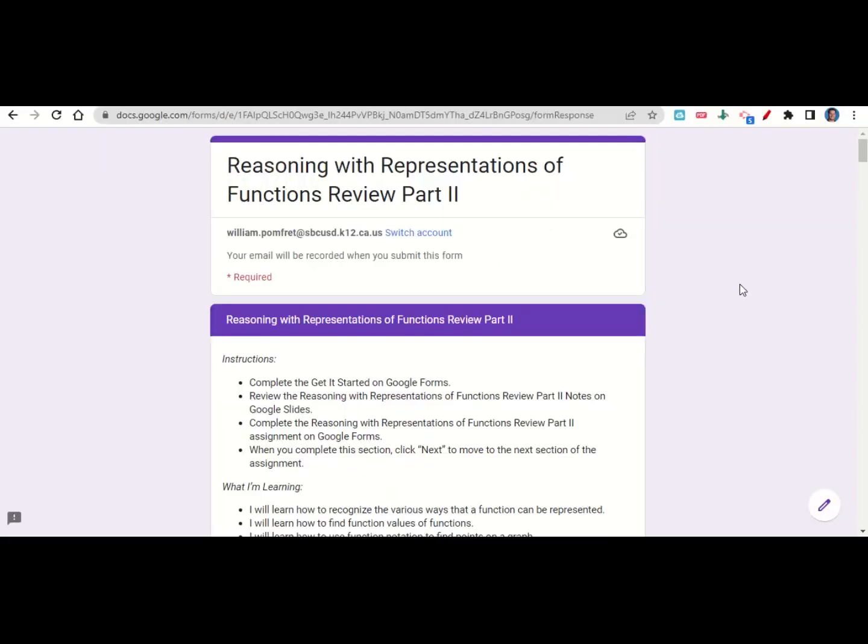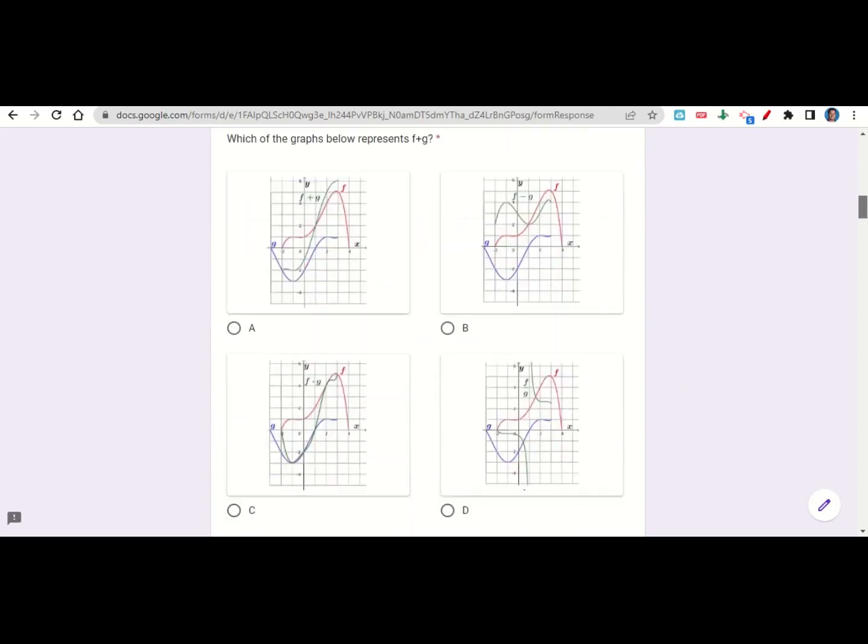Let's take a look now at the Reasoning with Representations of Functions Review Part 2 assignment. The assignment begins with the learning goals and success criteria. If we scroll down, we can see the questions. The first one says, which of the graphs below represents f plus g?